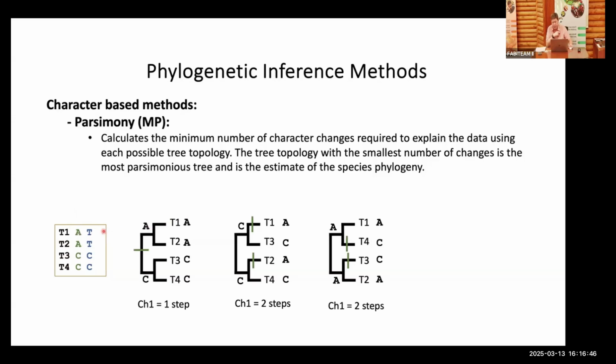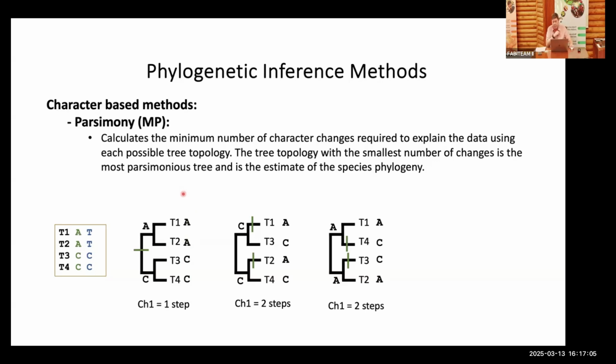If we plot character 1, so that's A, C, C. So taxon 1 has an A, taxon 2 has an A, taxon 3 a C, and taxon 4 a C. So these are your sequences. These are the leaves. So that is what you observe.